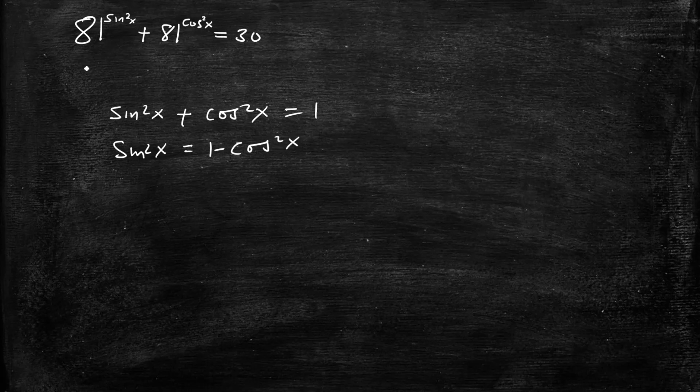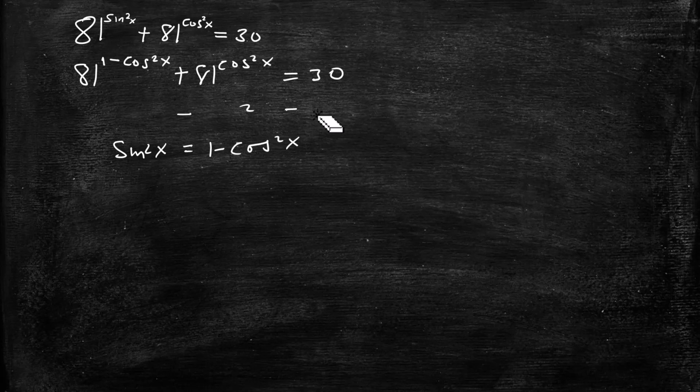So going back to the question, where you see sine squared x, I'll put 1 minus cos squared x there. So I have 81 exponent cos squared x equals 30. Now we have common terms here, so we are working in terms of cos.